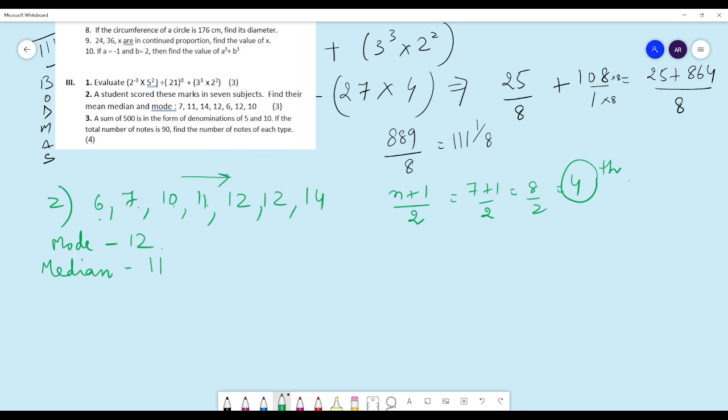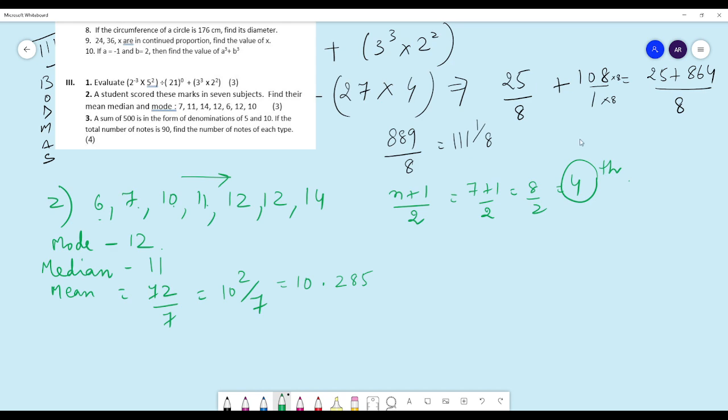So now let us calculate the mean. Mean is simply you add all of them up, 6 plus 7 plus 10 plus 11 plus 12 plus 12 plus 14. So for the mean, add all of them up, it comes to 72. You divide it by 7 and you get 72 by 7, or you can change it into decimal. It will come to something like 10.285 something. So this will be your mean. Okay. So that is how you find the mean.